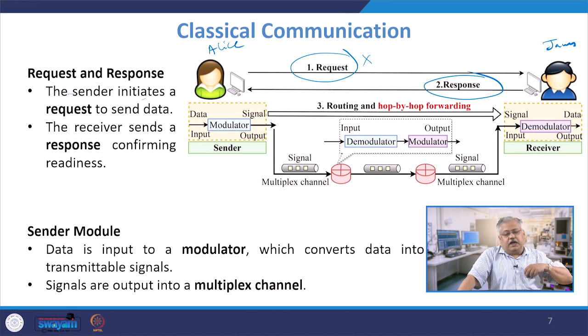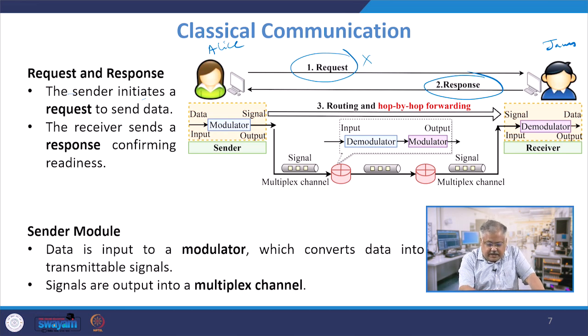Now, typically what happens in any communication system is, this is the first handshake which you do. The second handshake is when, once you send the data and the data is received by the receiver, it sends an acknowledgement confirming the receipt of the data, not the readiness to receive the data, but the actual receipt of the data, confirmed by the receiver, which is in this case James. So, this is the general idea.